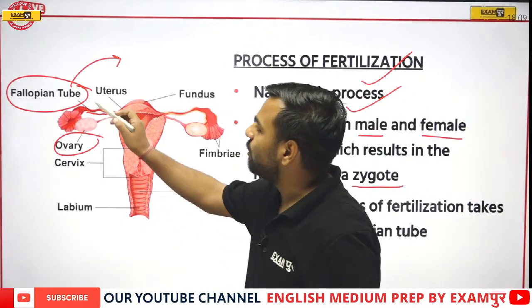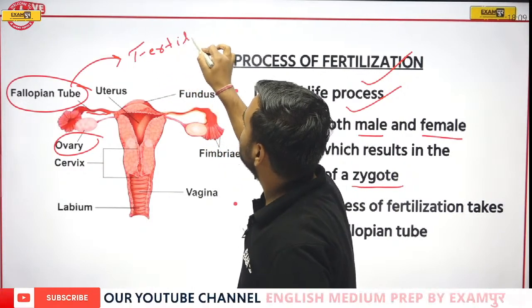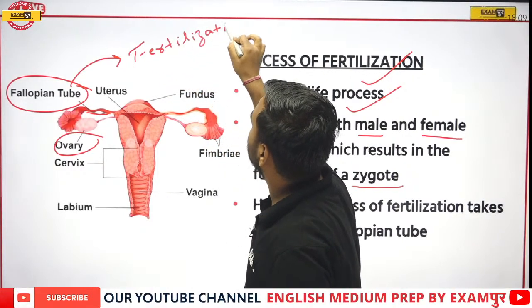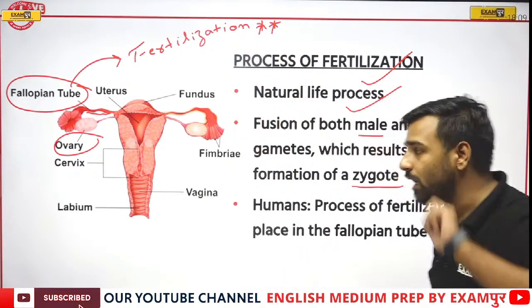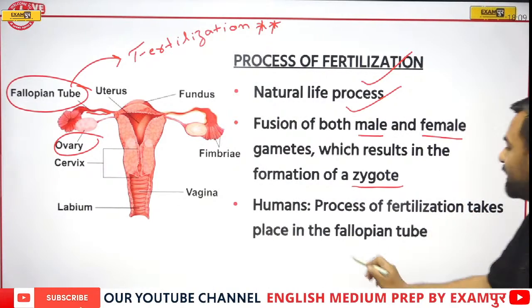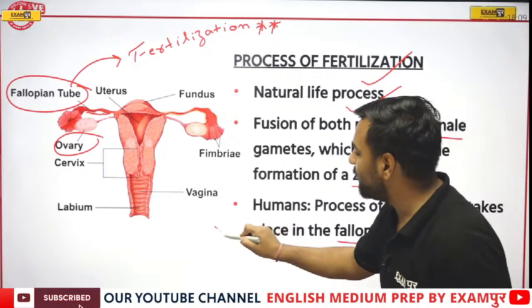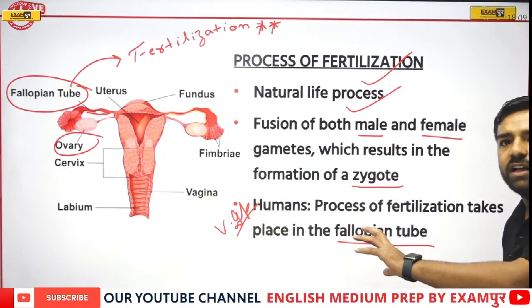This occurs in the fallopian tube. So I am writing, this is the location where fertilization actually takes place. This is the question which is asked in the examination, so you must not forget. I'm putting double star over here. Now, if I talk about humans, the process of fertilization takes place in the fallopian tube. Very, very important point. Do not forget. So we have understood how this fertilization is taking place.